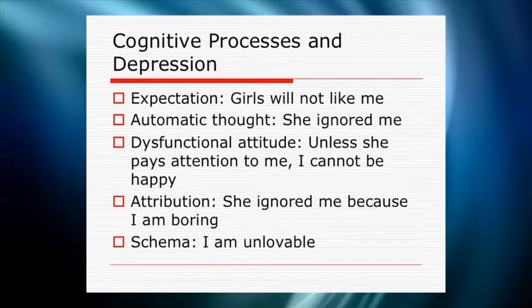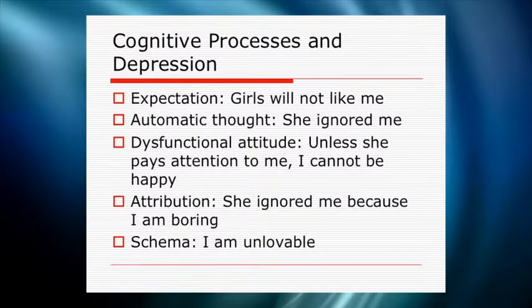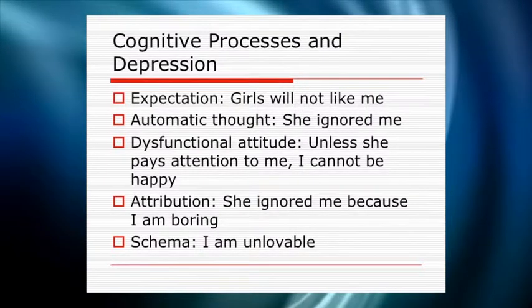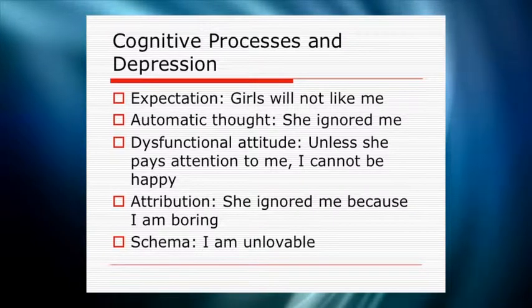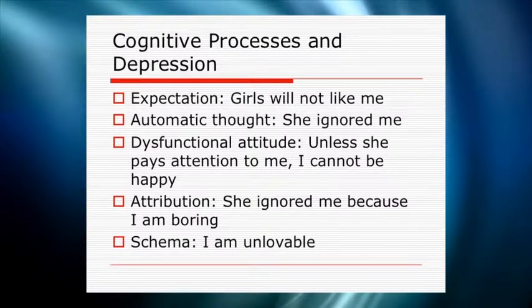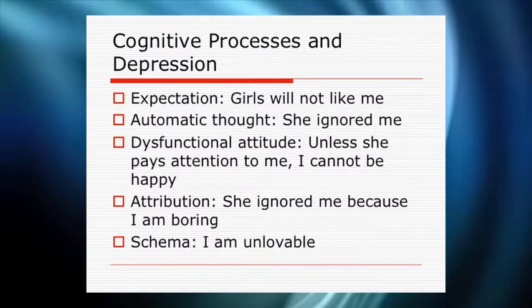All right, so let's look at these little examples I gave you earlier and try to figure out how to apply these things to those cases. So the first case was a kid who's walking down the school hall and sees a girl that he likes and says hello to her, and she says nothing to him. He may have an expectation that girls will not like him. He may have an automatic thought, she ignored me. He may have a dysfunctional attitude. Unless she pays attention to me, I can't be happy. He may attribute this to something wrong with him. She ignored me because I am boring. And he may have a core belief that I am unlovable. I don't know, of course, at the beginning whether he has any of these things, okay? I'm just guessing at it.